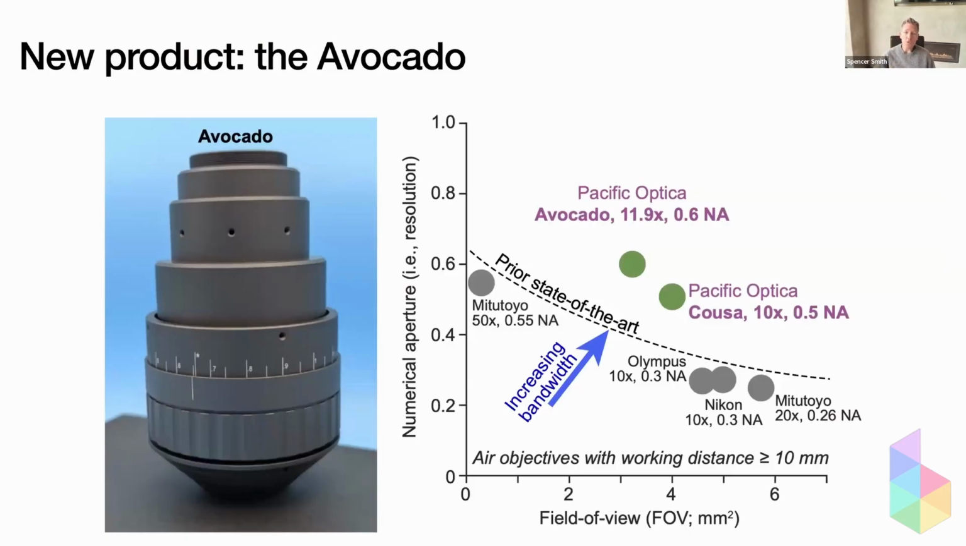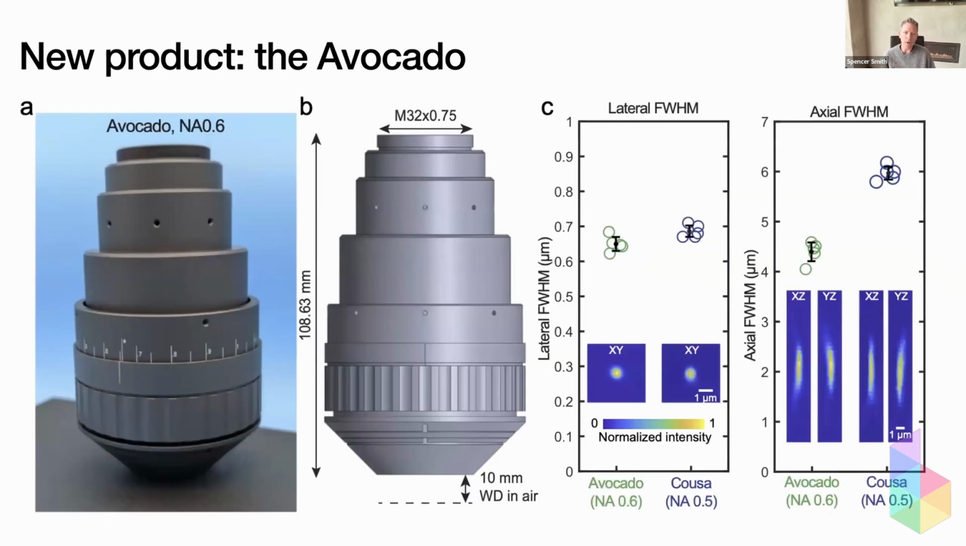So iterating on this, we did the avocado, which is a little bit higher NA. It's also a little bit higher magnification as well. So the field of view should be smaller, but we optimized for large angle scanning so much that the field of view ends up being basically the same. So you can get about a 3 millimeter by 3 millimeter field of view if you're scanning at these high angles. So our point spread functions are smaller.